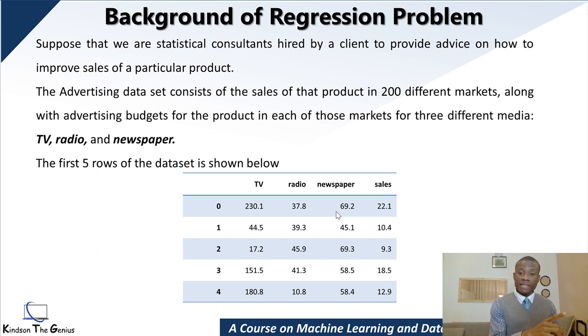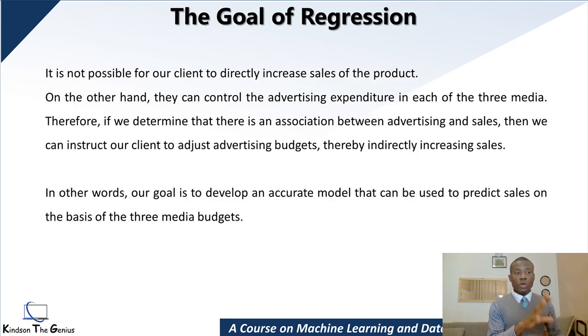So assume that this sales is in percentage, okay? So this is the background of the regression problem. How do we advise them on the amount they will spend on radio, TV, and newspaper? Now the goal is that it's not possible for them to just keep increasing the budget on adverts, because it might come to a point where it's counterproductive.